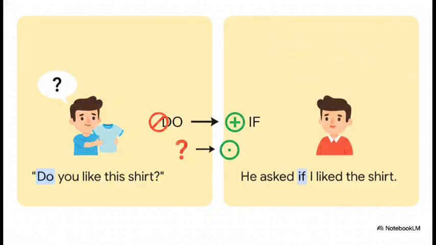For yes-no questions, the absolute secret is using the words "if" or "whether." Look at the direct speech: "Do you like this shirt?" he asked. In indirect speech, our reporting verb changes from "said" to "asked." We bring in "if," totally drop the auxiliary verb "do," and return the sentence to standard subject-verb order while applying our regular backshift rules. He asked if I liked this shirt. The question mark vanishes entirely because we're no longer asking a question. We are making a statement about a question.